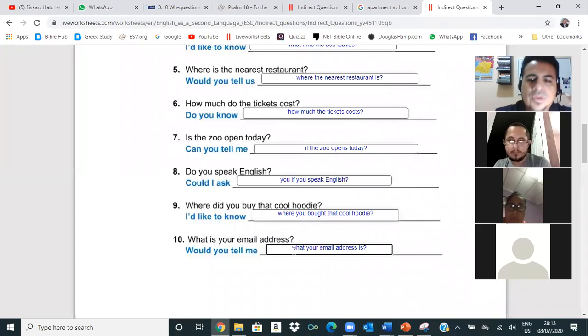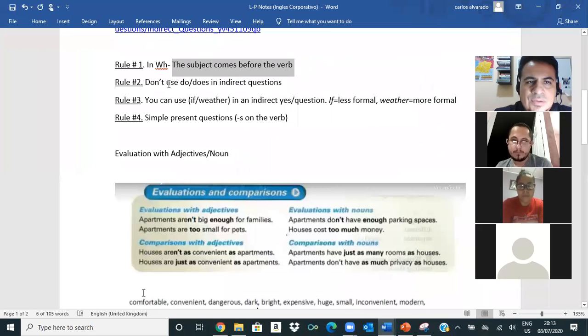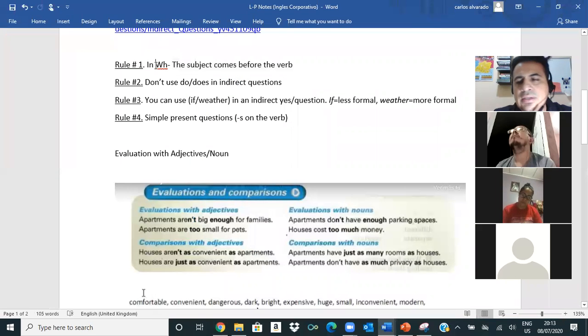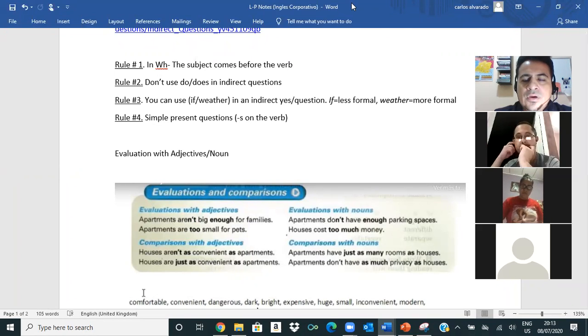Right? Tiene sentido, right? Okay, so lo más importante de aquí es quiero que ustedes se lleven las reglas. Number one, the subject comes before the verb. Okay. No usen do or does. If y whether. If is less formal, whether is more formal. Okay. And then simple present questions have S. All right, very good. We're gonna continue. If you want to, you can continue. I can send you another practice of those, okay? Recuerden que no les puedo garantizar si existe algún error en la hoja, simplemente para practicar.